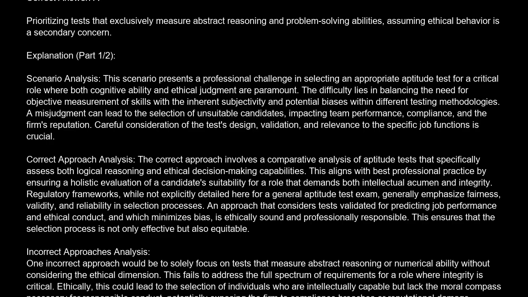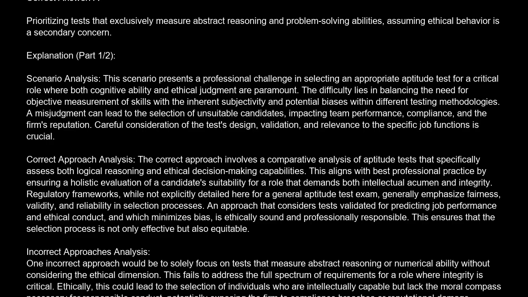concern. Explanation. Scenario analysis. This scenario presents a professional challenge in selecting an appropriate aptitude test for a critical role where both cognitive ability and ethical judgment are paramount. The difficulty lies in balancing the need for objective measurement of skills with the inherent subjectivity and potential biases within different testing methodologies. A misjudgment can lead to the selection of unsuitable candidates, impacting team performance, compliance, and the firm's reputation. Careful consideration of the test's design, validation, and relevance to the specific job functions is crucial.